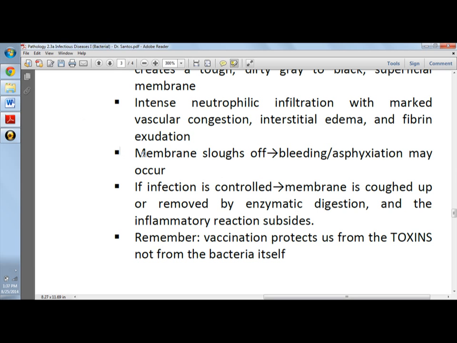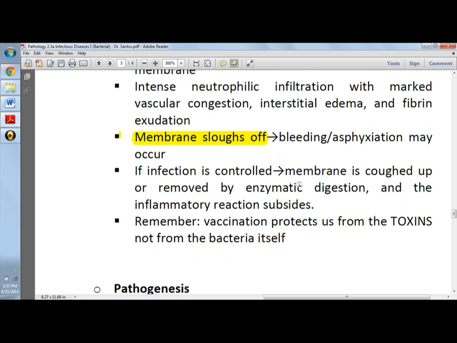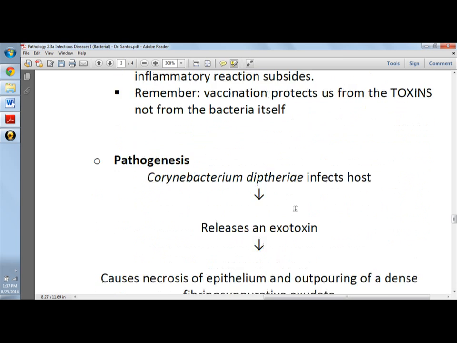When the membrane sloughs off, for example in the oropharynx, there will be bleeding or asphyxiation as the airway is narrowed by the diphtheria membrane. The membrane is coughed up and removed by enzymatic digestion. Again, remember, vaccination protects us from the lethal effects of the toxins, but not from the bacteria itself.